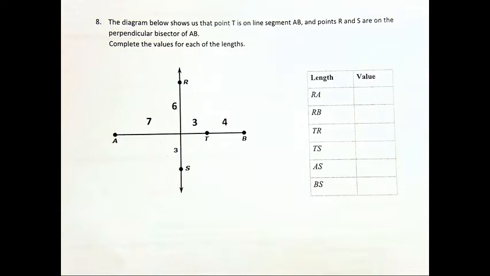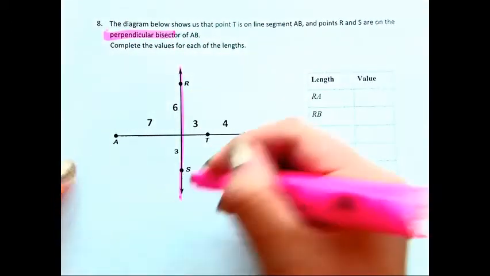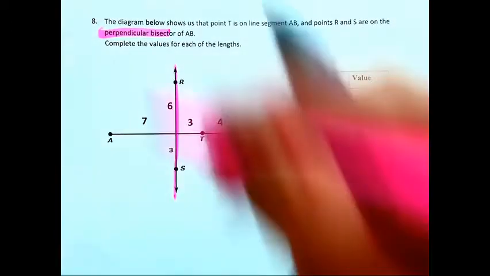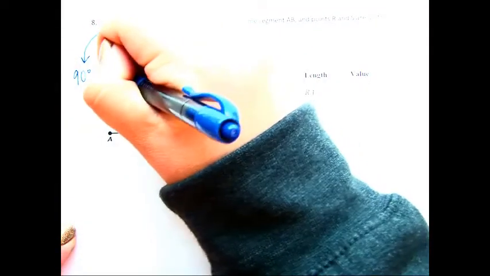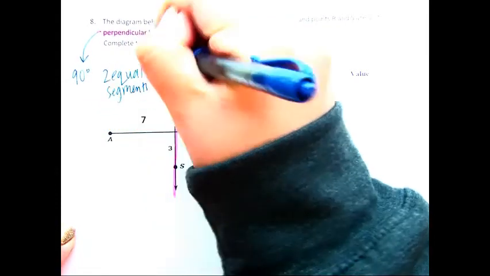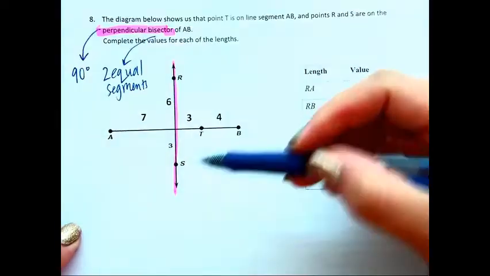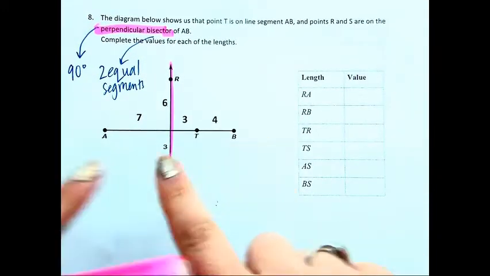Okay, number 8 on the back side. The diagram below shows us that point T is on line segment AB, and points R and S are on the perpendicular bisector of AB. Perpendicular bisector. So if we understand what perpendicular bisector means, perpendicular means it's forming a 90-degree angle, and bisector means that it's cutting into two equal segments. So what this highlighted pink line is doing is cutting these two segments into two equal parts.